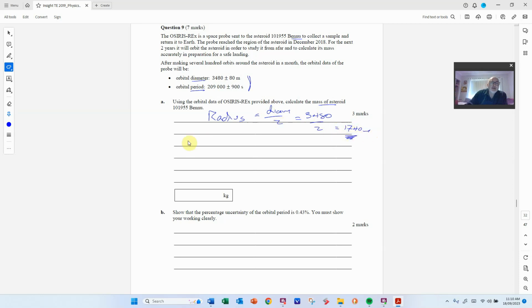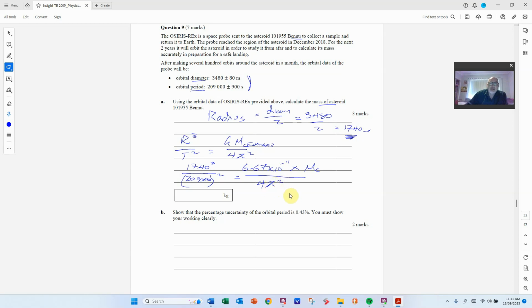Okay. Now, looking back at the main formula, r cubed over T squared is equal to G times the mass that it's actually orbiting, so we'll call that central, over 4 pi squared. So that ends up being 1740 cubed over our period, which is 209,000, squared. That's equal to 6.67 times 10 to the neg 11 times the mass of the object we're orbiting, divided by 4 pi squared.